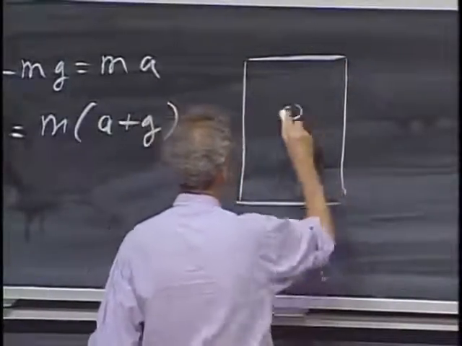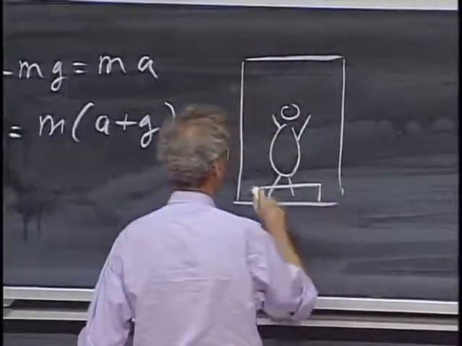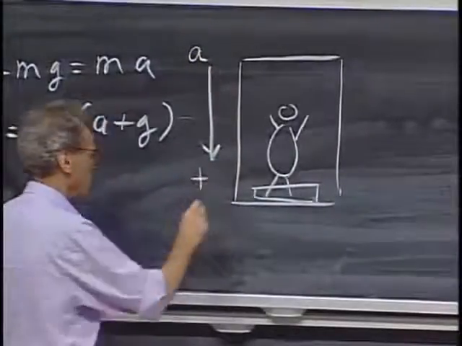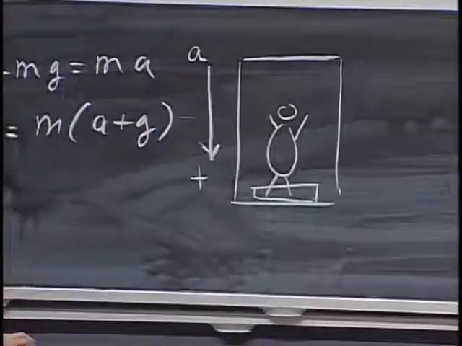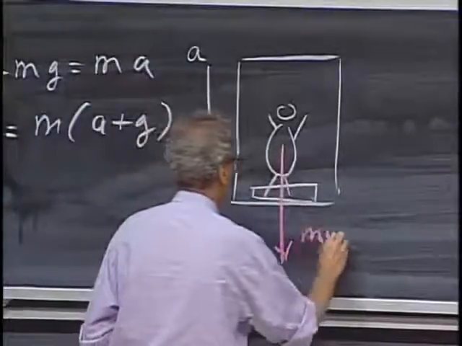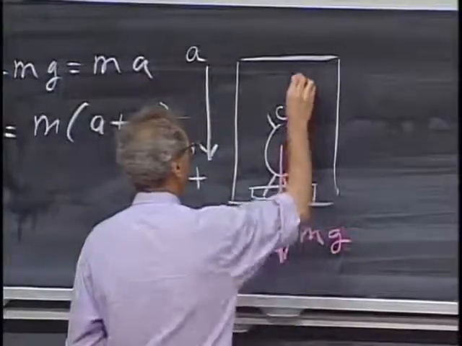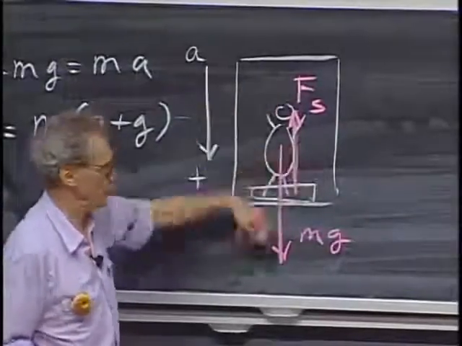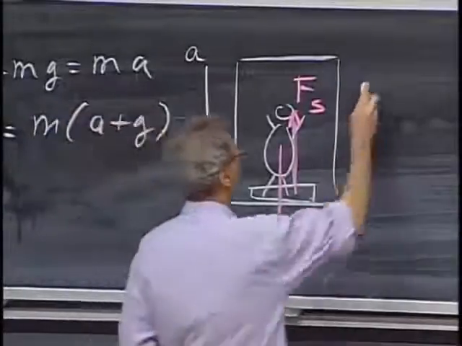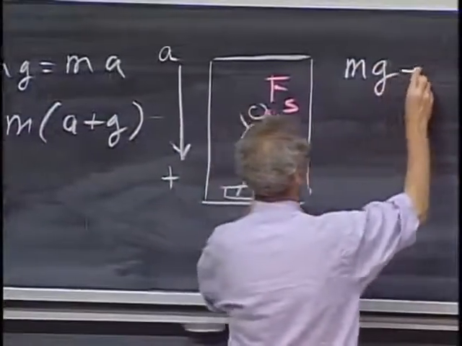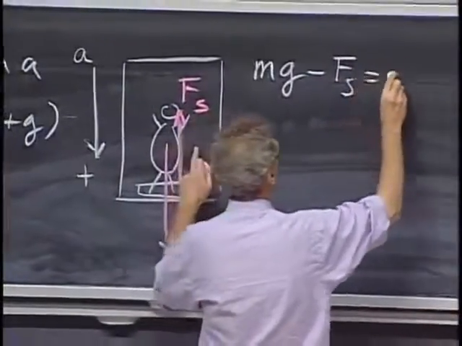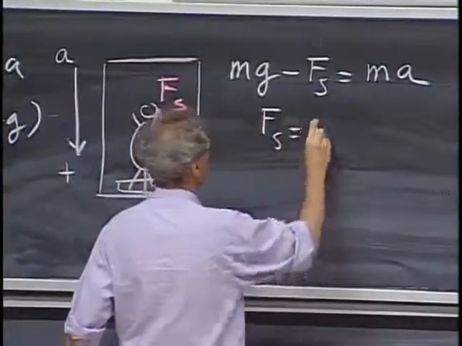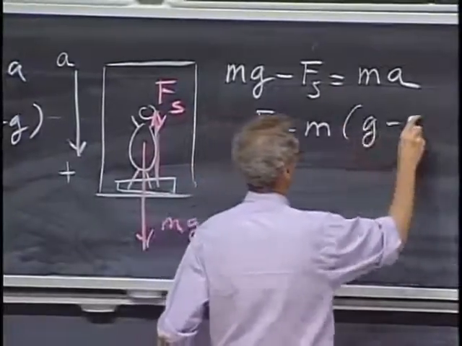Now, I'm going to put you in the elevator. So here you are. And I'm going to accelerate you down. This is now a. And just for my convenience, I call this now the plus direction. It doesn't really matter. So now we have here mg. That is gravity acting upon you. And now you have the force from the bathroom scale. Clearly, mg must be larger than F of s, otherwise you couldn't be accelerated downwards. So if now we write down Newton's second law, then we get mg minus F of s must be m times a.